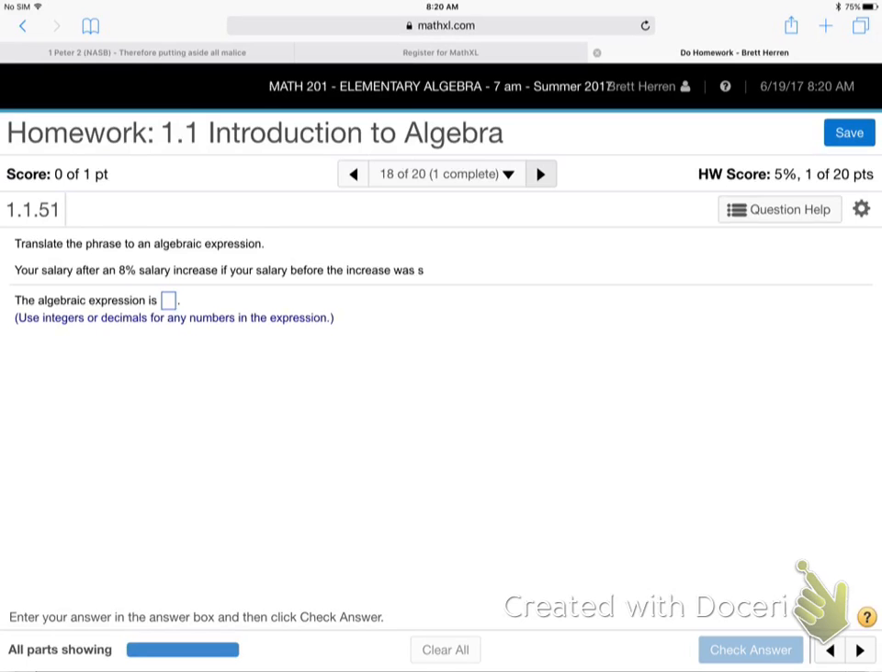All right, so there's 18. Your salary after an 8% salary increase, if your salary before the increase was S for salary. Can you see all that fine? Kids, see that fine print? I'll walk back there. Give that a try. See what you can do with that. It's a little harder to see that.